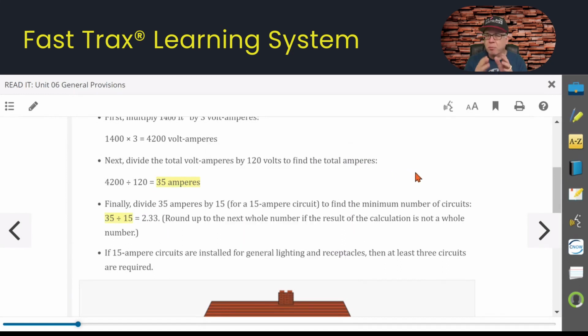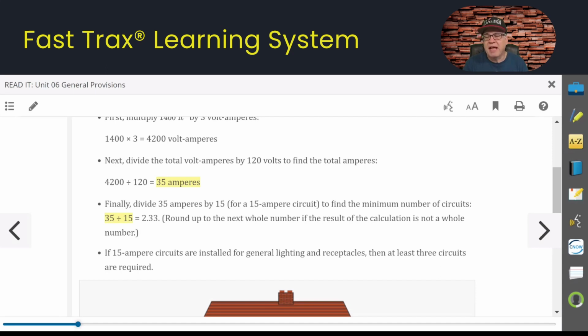Now, that's the number of circuits. Now, you can't have 0.3 of a circuit. If I need 2.3 circuits, well, obviously, you can't have a 0.3 of a circuit, so we're going to round up to the whole number. So I need a minimum of 3 15 amp branch circuits to satisfy 4,200 volt amperes, which ultimately worked out to 35 amps. Okay, so we need at least 3.